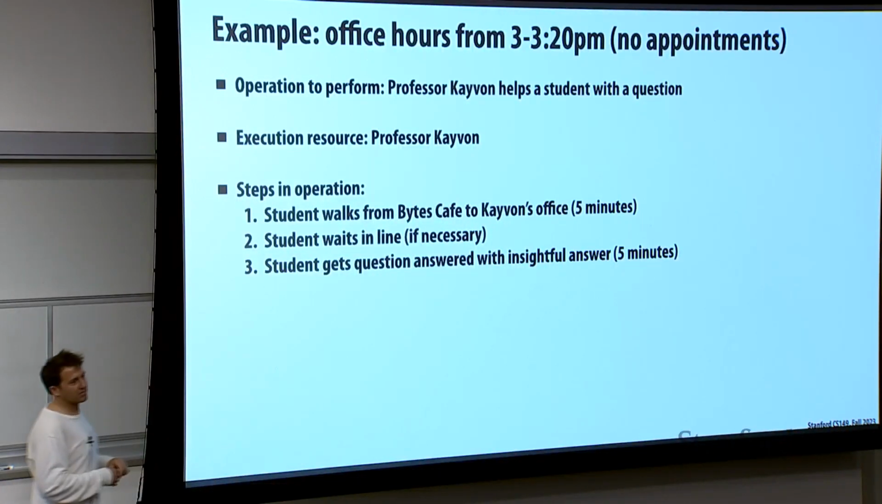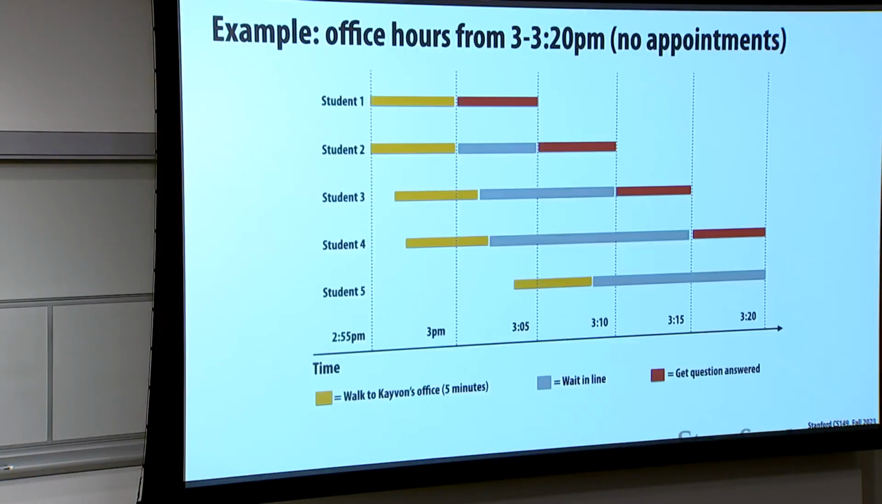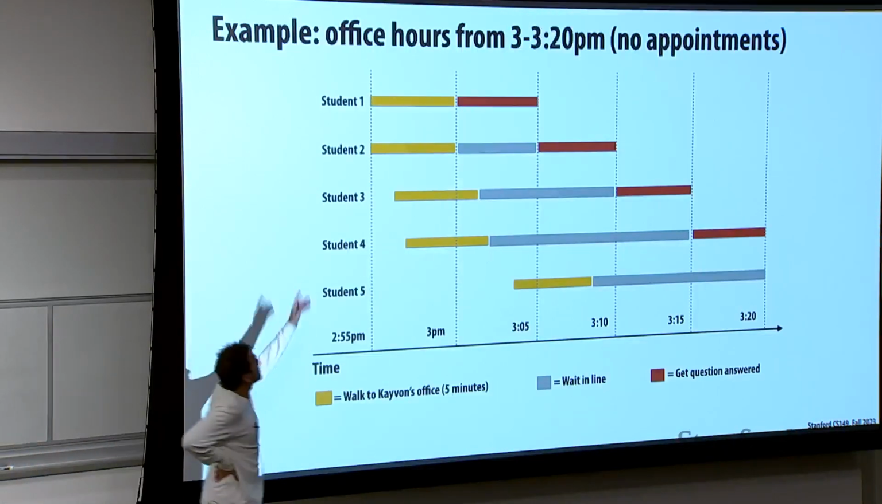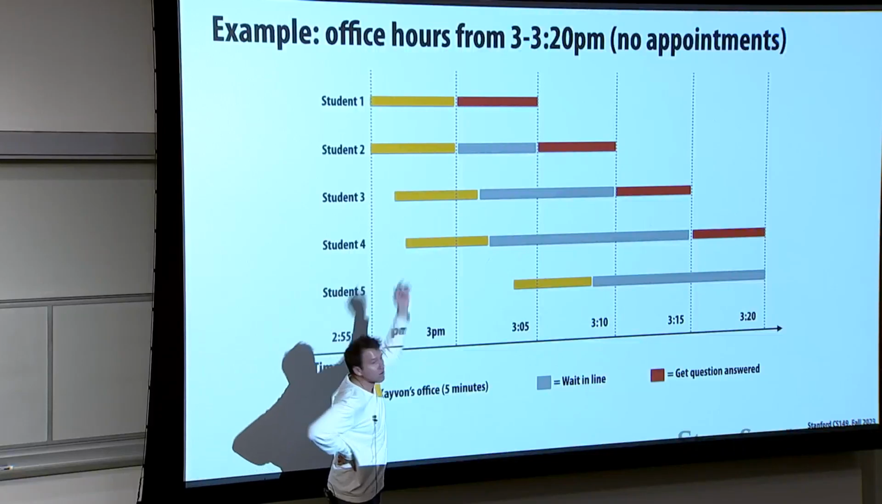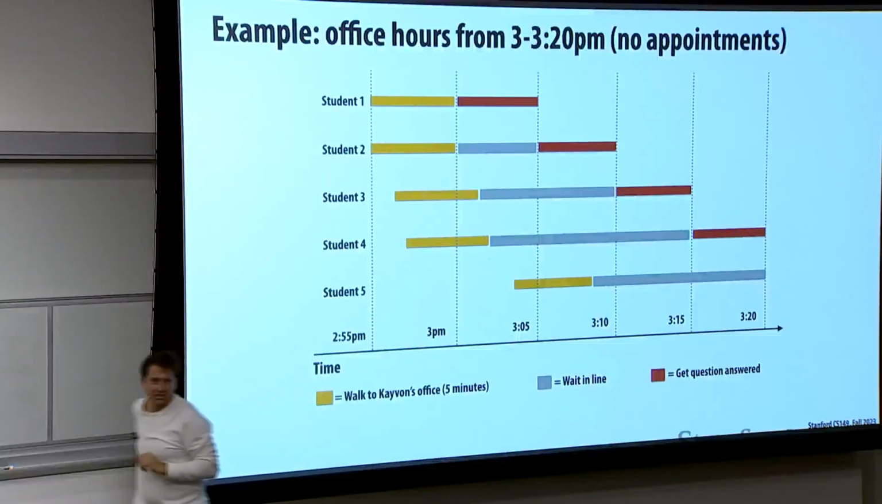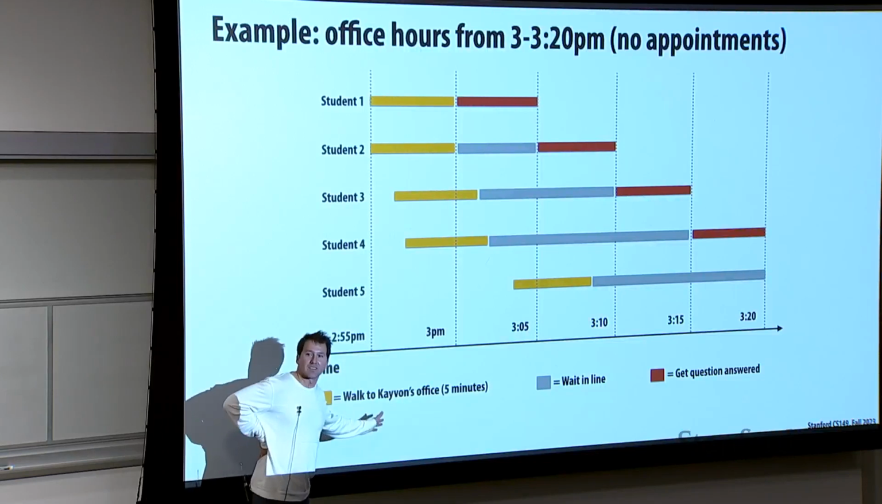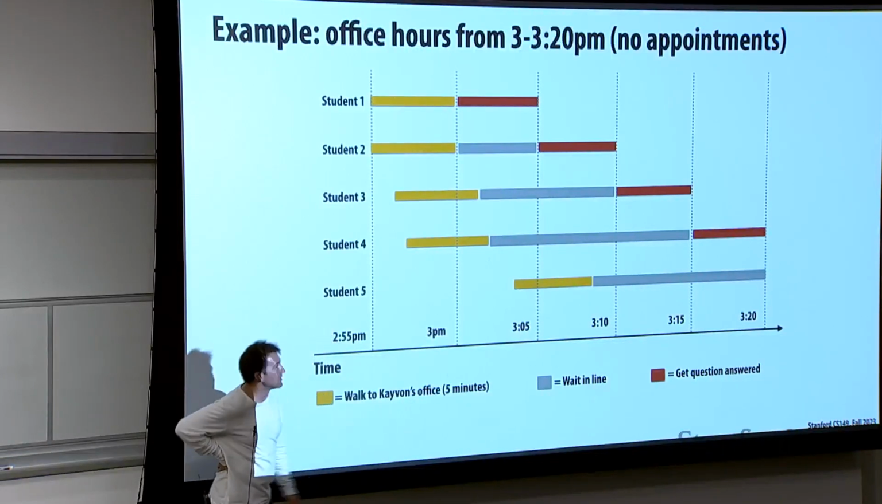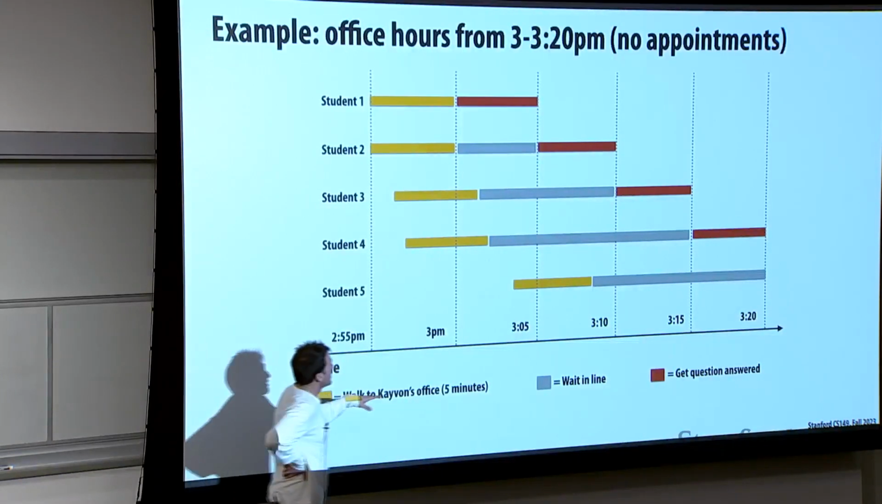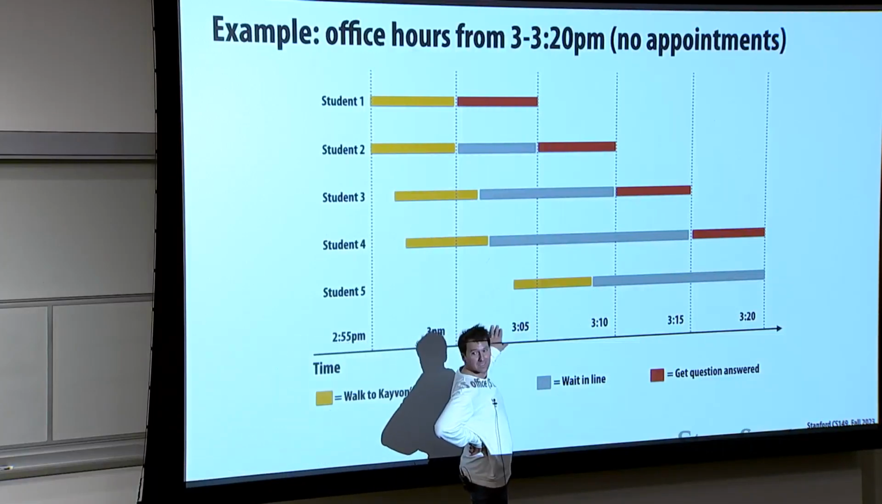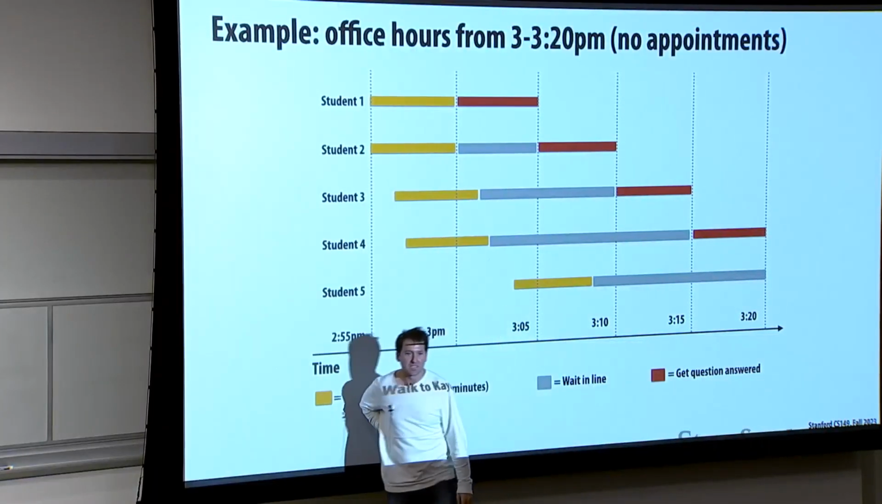Okay. So the first student that shows up in my office hours immediately starts talking to me. They take 5 minutes to walk over, we start working on their question immediately. So 5 minutes to walk over, that's the yellow bar, 5 minutes to deal with their question, they're done in 10 minutes. The next student that arrives at office hours, maybe they come also right on time, but right after the start of office hours. They take 5 minutes to walk, but then they have to wait for 5 minutes behind somebody else in line, and then they get their question answered.